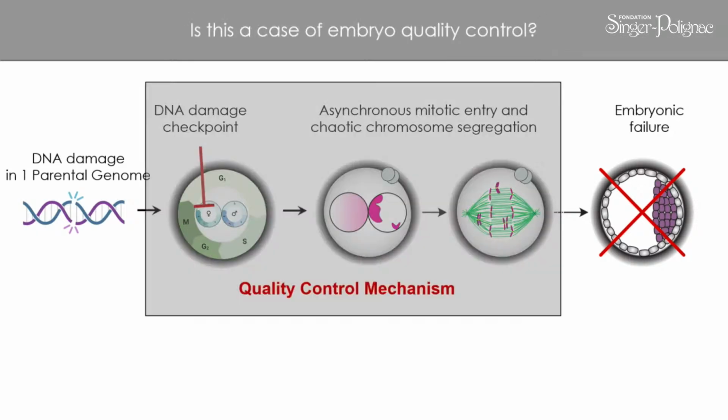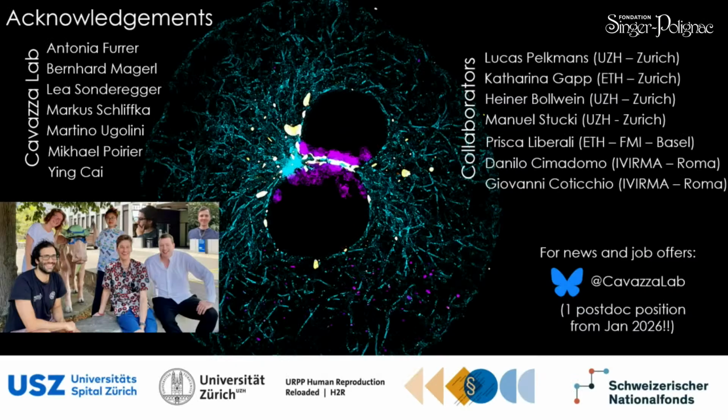And I'm actually closing with a question, and I'm proposing that this is a mechanism of quality control, because it's really a system that is made to fail. So the embryo prefers not to repair the DNA, but actually to undergo these chaotic divisions and embryonic failure. So with this, I'm done. I would like to acknowledge all my team, especially Ying, and our collaborators, funding agency, and you for your attention.